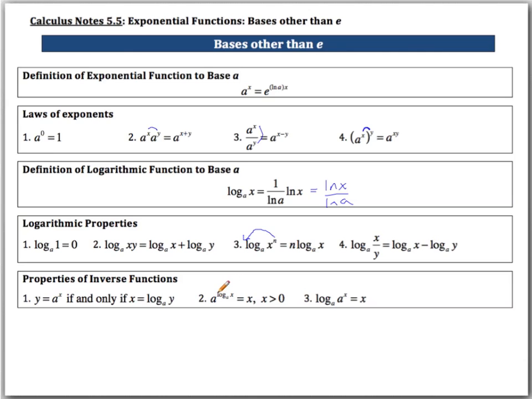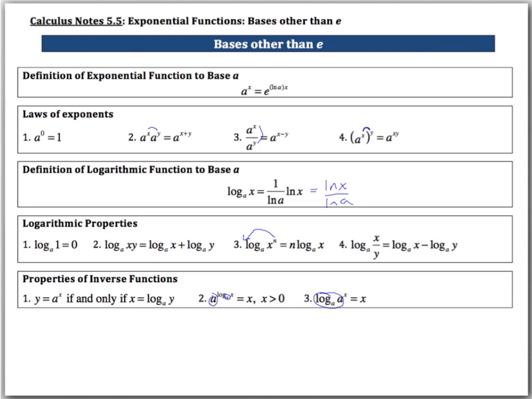We also know a to the log base a of x equals x. Okay, so if you have the a as your base in both places here, then all we're going to be left with is x. And also, if we have log base a of a to the x, that's also just going to equal x. So this part right here essentially cancels out, and we're just left with x.